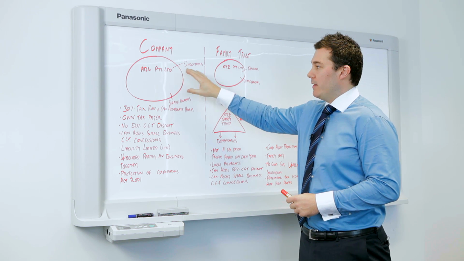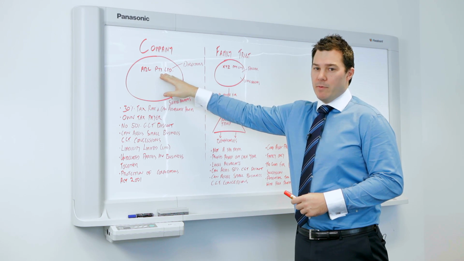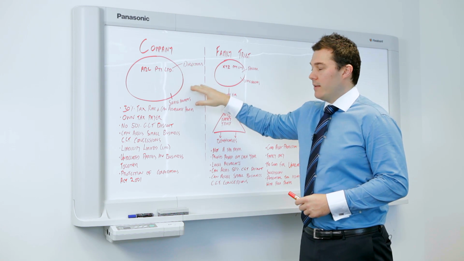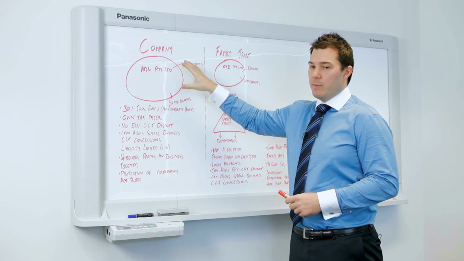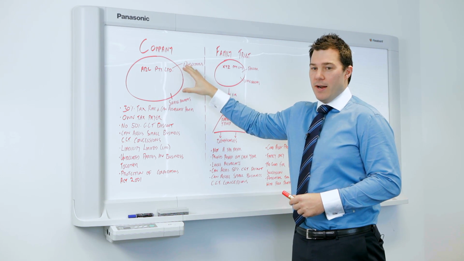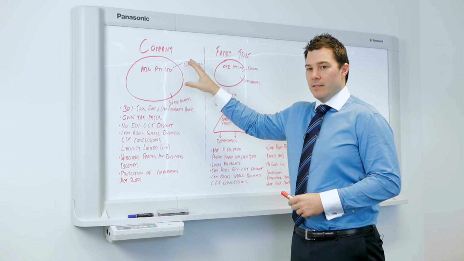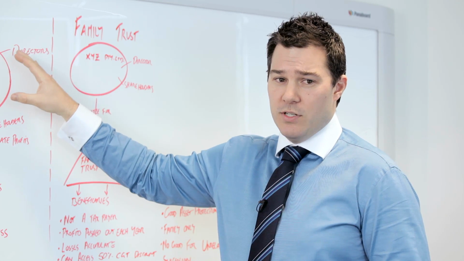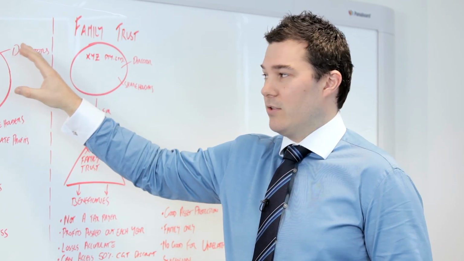You can see a company has its name, ABC Proprietary Limited, and the two key parts of a company is you've got a director and you've got shareholders. This particular company would be deemed a trading company, and what that does is it has its own tax file number, its own ABN, it's registered for GST, it has its own bank account, etc, etc.